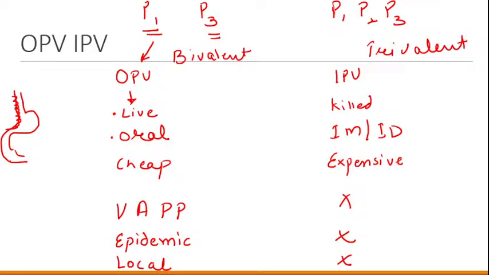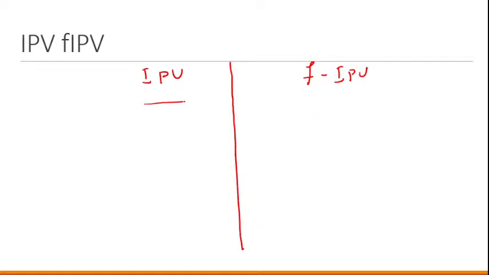This is very important. Now coming to IPV and FIPV. I want to give IPV, but IPV is a very expensive vaccine. I cannot afford it. So I asked my team, can you make a vaccine which is given in a smaller dose? They said, sir, give it intradermal, you have to give 0.1 ml. I said, okay, then make it a fractionated one.